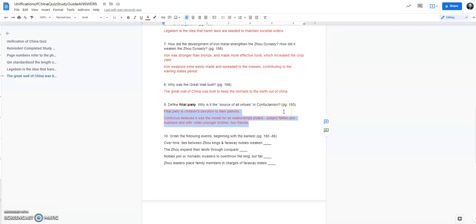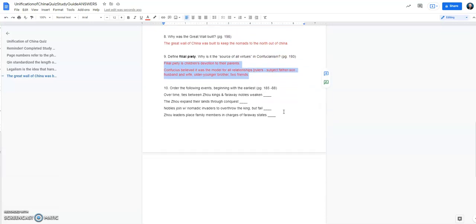So number 10, order the following events beginning with the earliest. So the first one is that they began conquering more area, right? The Zhao expand their lands through conquest. Now they have this big, giant territory, right? Now the Zhao are in control.